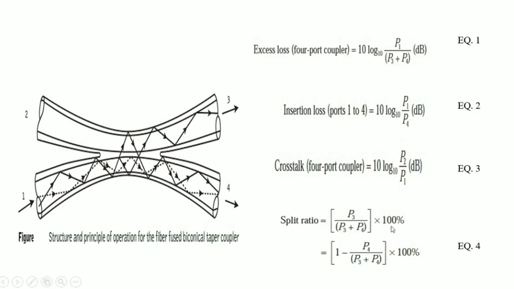You can use any one formula for calculating split ratio. For both formulas, the answer will be the same. So you need to remember any one formula: P3 divided by P3 plus P4, or 1 minus P4 divided by P3 plus P4.